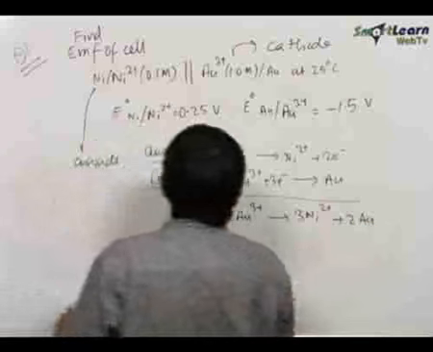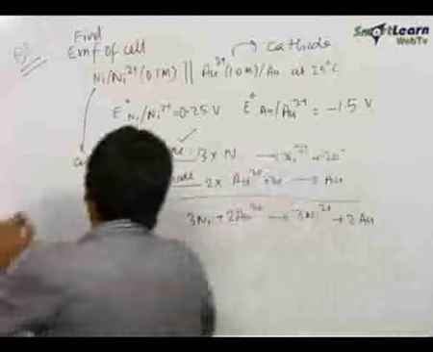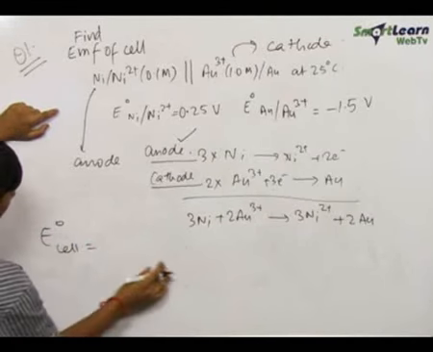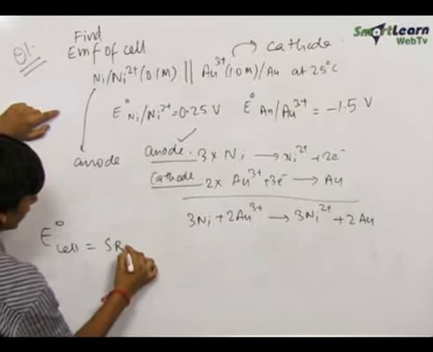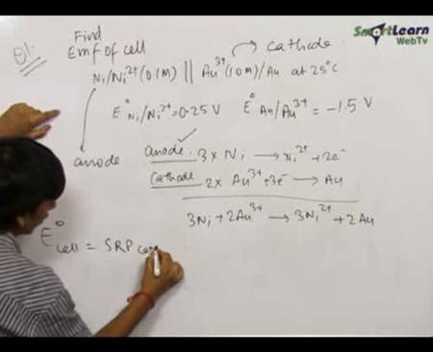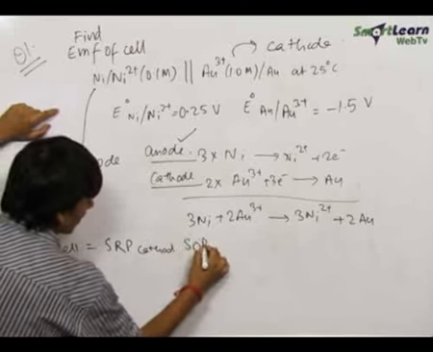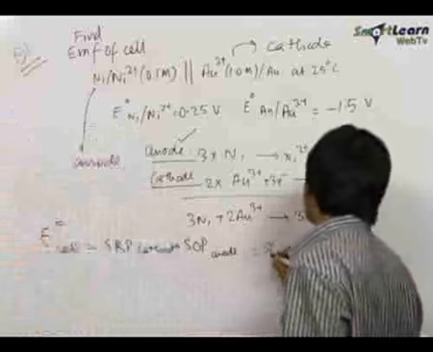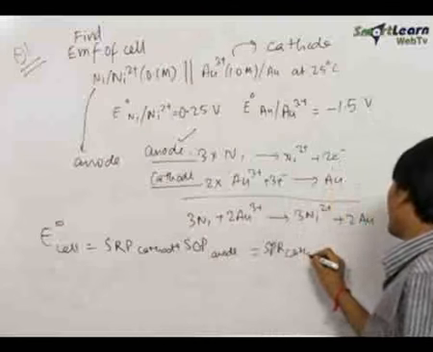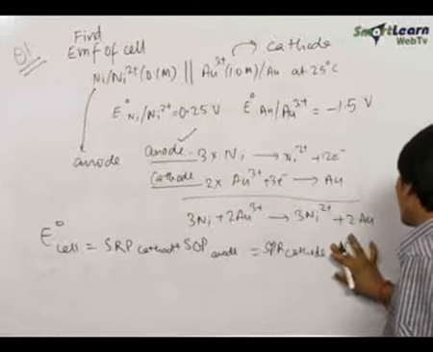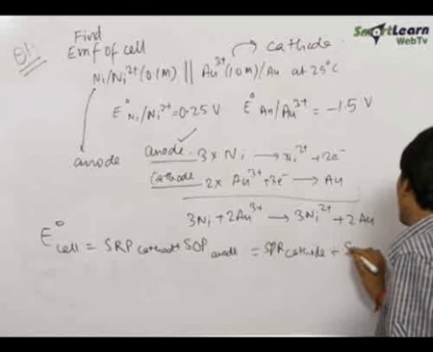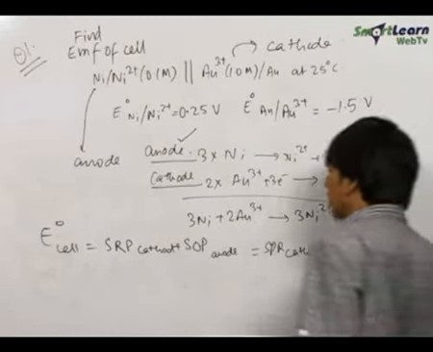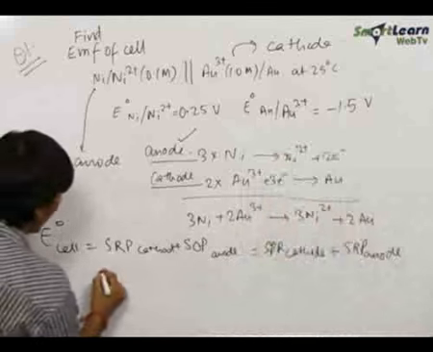Also, the standard potential for the cell can be written as SRP of cathode, that is standard reduction potential of cathode, plus standard oxidation potential of anode. This can also be written as SRP cathode minus SRP anode. You can remember any of these formulas. This is standard reduction potential of an anode.